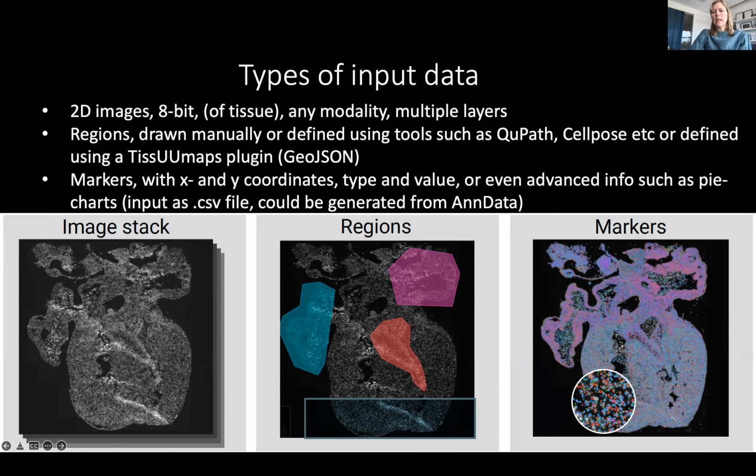And the regions that are saved should be in the GeoJSON format. We can also load markers, which is simply a file with X and Y coordinates, type and value. And it could also contain more advanced information, such as information to build pie charts. And here we use the simple CSV format, which can also be generated from data. And the same format is used for representations also in feature space. So X and Y coordinates in UMAP space in the CSV file is what you need to do the interaction between UMAP and the tissue space.